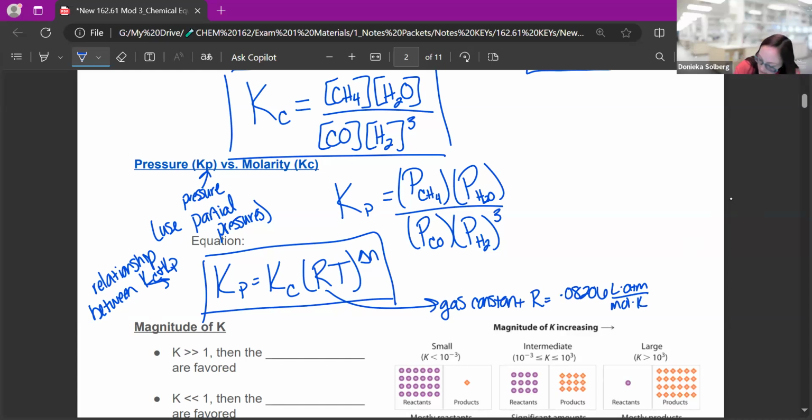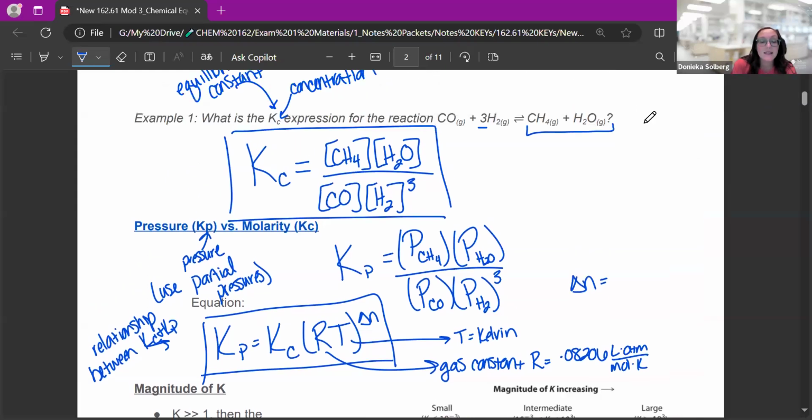Temperature does have to be in Kelvin, because it is temperature dependent. I had said earlier that K can change with temperature. And finally, delta n. So delta n might look new to you. n does still stand for moles, so it is the change in moles. But the change in moles of what? Well, it is the difference between the moles of gas in the reactants versus the products.